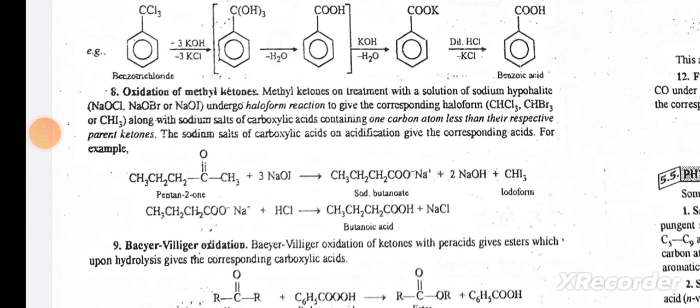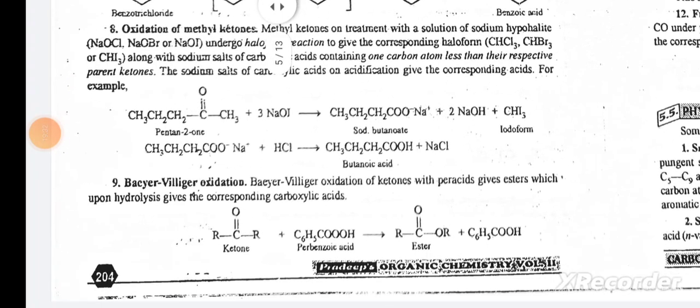Oxidation of methyl ketones. Methyl ketones on treatment with a solution of sodium hypohalite undergo haloform reaction to give the corresponding haloform along with sodium salts of carboxylic acids containing one carbon atom less than their respective parent ketones. The sodium salts of carboxylic acids on acidification give the corresponding acids. For example, pentan-2-one gives sodium butanoate, iodoform, and butanoic acid.